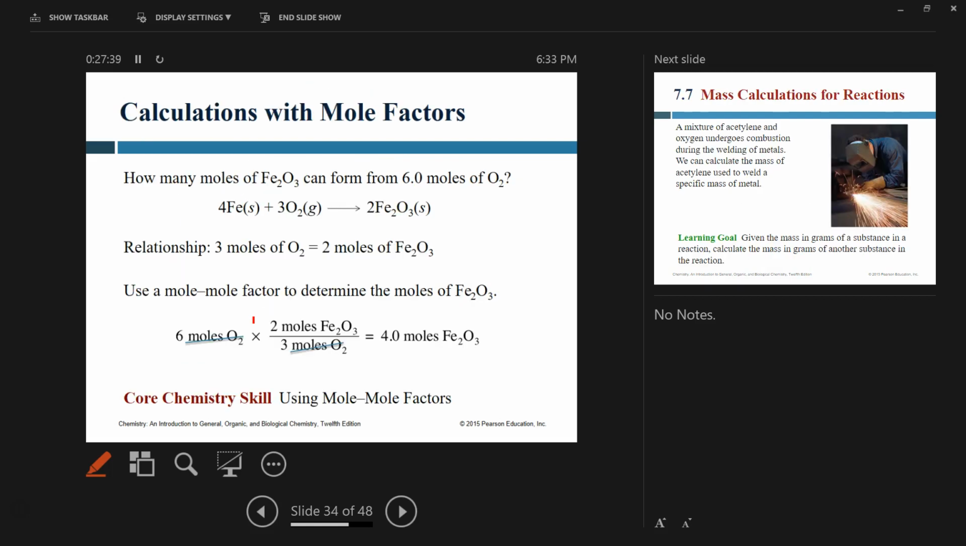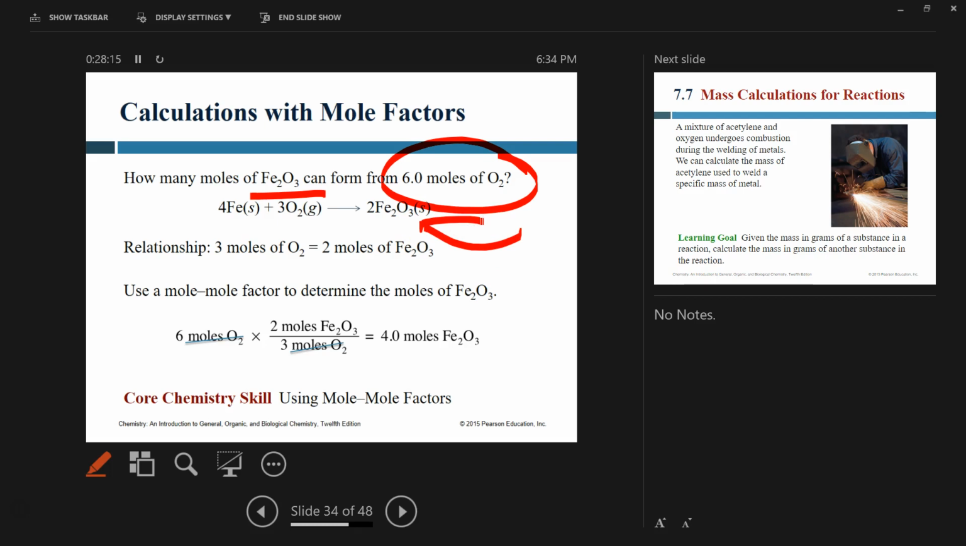Now, why do we care about these conversion factors? Here's the question. How many moles of iron 3 oxide can be produced from 6 moles of oxygen? Do you understand the question? So if we take 6 moles of oxygen, how many moles of iron oxide can we make?